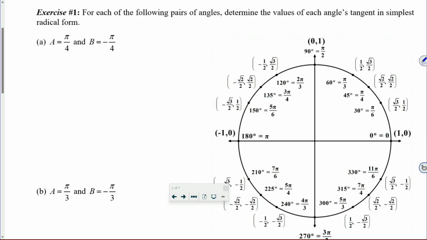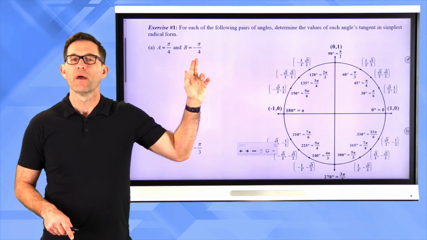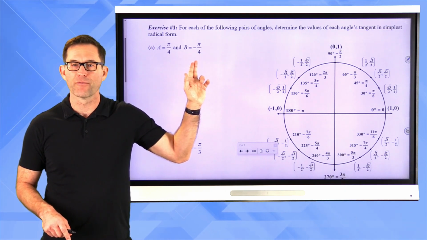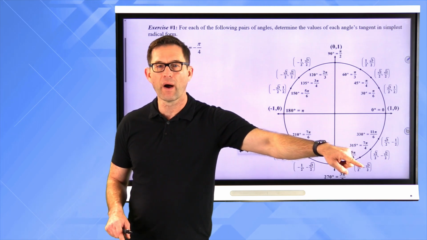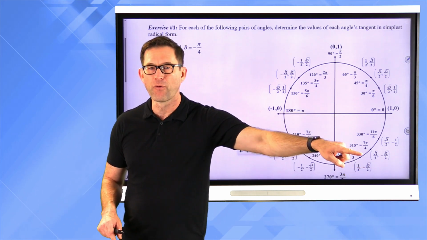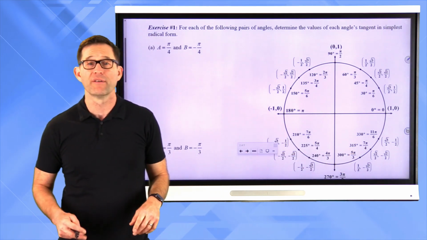For each of the following pairs of angles, determine the values of each of the angles' tangent in simplest radical form. So for letter A, I want to figure out what the tangent of pi over 4 is, and what the tangent of negative pi over 4 is. Now remember, negative pi over 4 is just going to be a clockwise rotation by pi over 4 radians, so it's going to be coterminal with 7 pi over 4 down here.